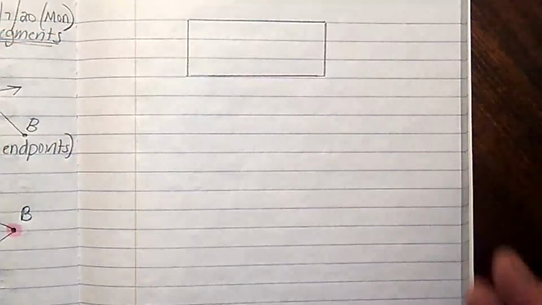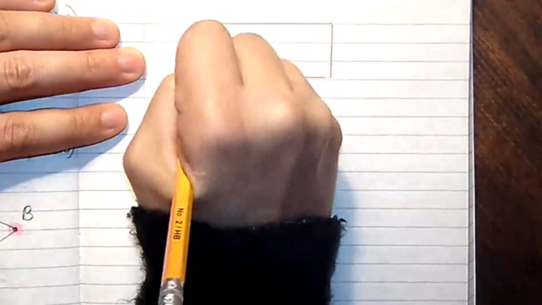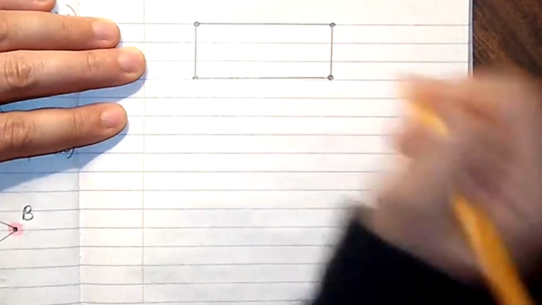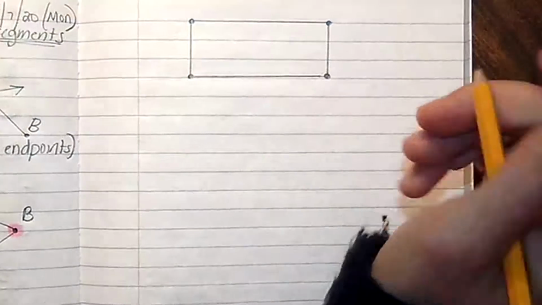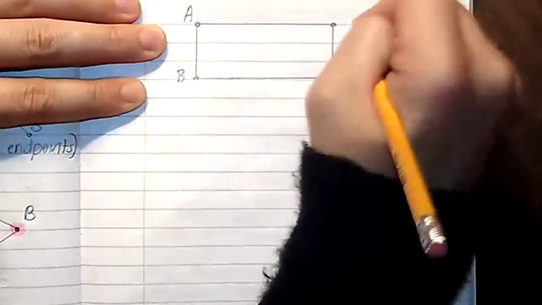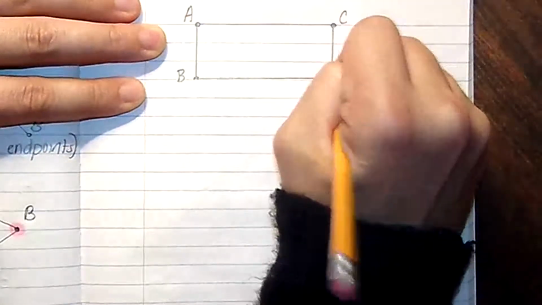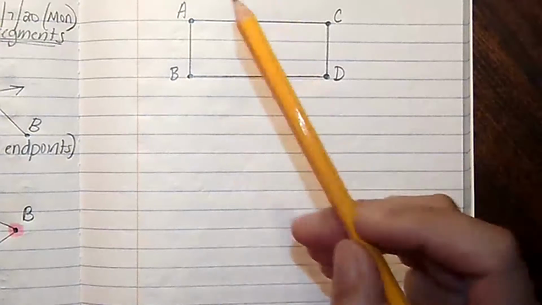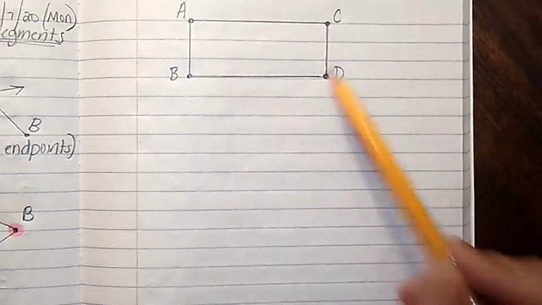So this is a rectangle. We could call each of the corners a vertex because it's the point that the line segment comes out of. So I'm going to call this A, B, C, D. And I could say, how many points are there? Well, there are 4 points. 1, 2, 3, 4.